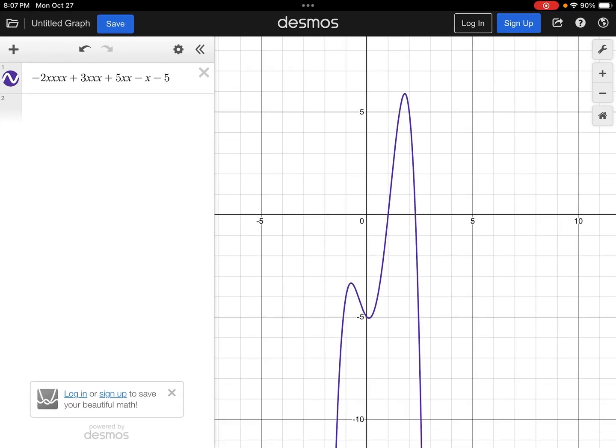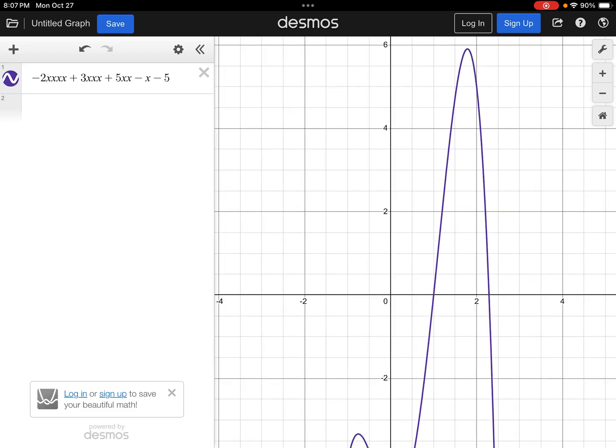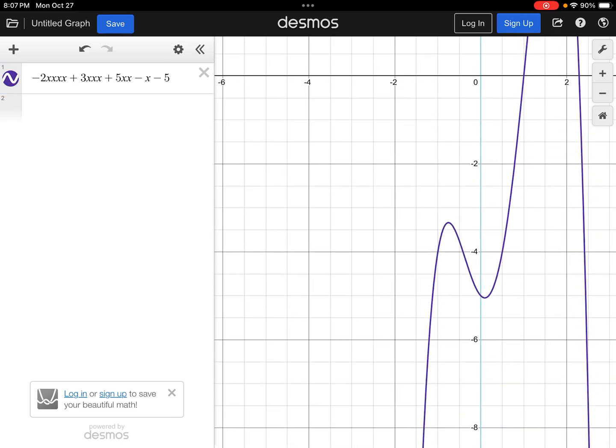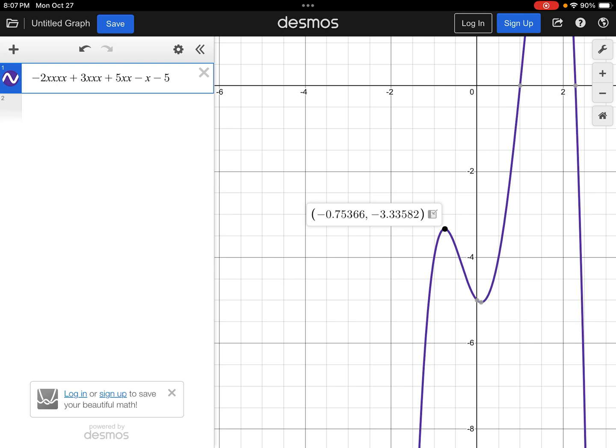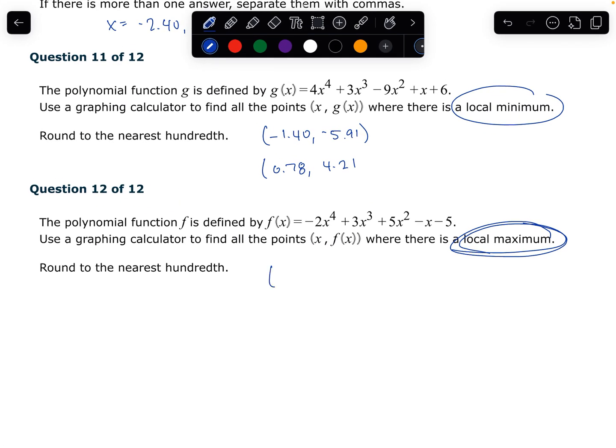So I see 2 maximums. So here's this one all the way up here. So that is going to be at the point 1.79 and 5.90. The other maximum is right there. So negative 0.75 and negative 3.34. So for maximums, negative 0.75, negative 3.34, and 1.79, 5.90. So those are the local maximums.